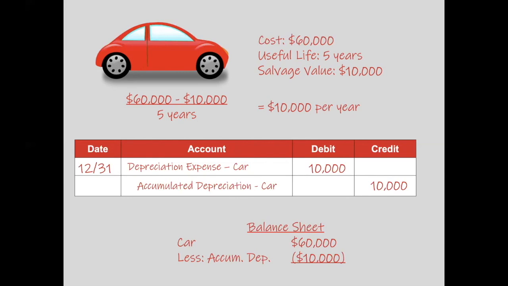This account will just keep accumulating the depreciation amount each year. After 1 year, the accumulated depreciation will be $10,000. The second year will be $20,000. The third year, $30,000, and so on. The value of the asset on the balance sheet will be the book value. That's what this is called. After the first year, the book value will be $50,000.